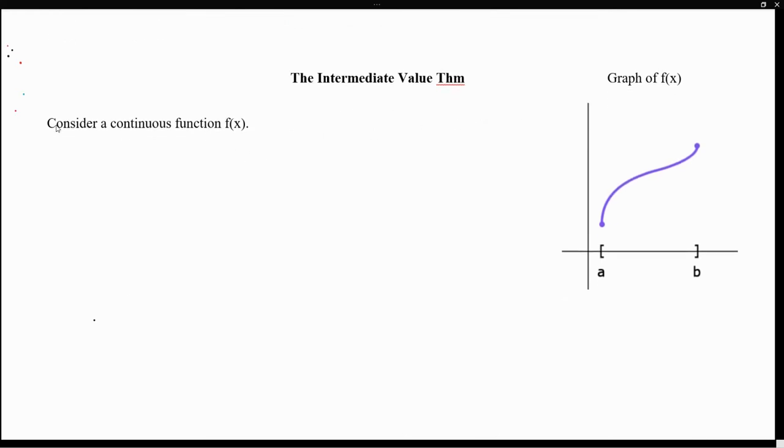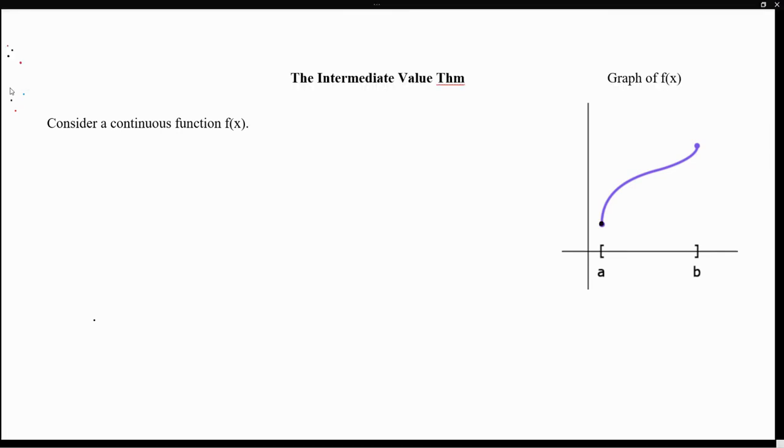Let's consider a continuous function, and let's call it f of x, which we have an illustration of right here. Notice that this function is defined on the interval between a and b. Very important, for the intermediate value theorem to be true, this function needs to be continuous.